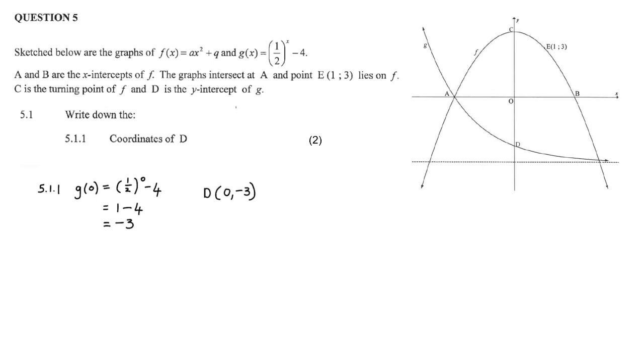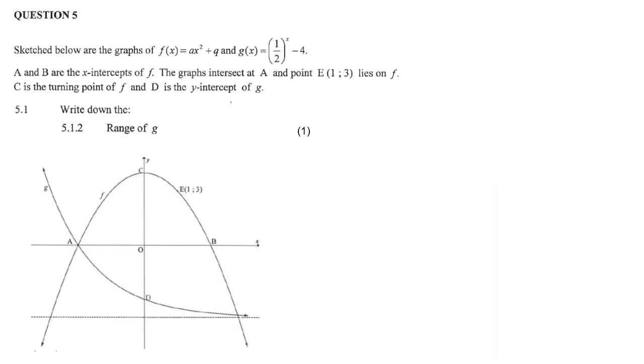Now let's take a closer look at the marks allocation. You will get 1 mark for correctly identifying the x value, x = 0, and then 1 mark for correctly calculating the y value, y = −3.